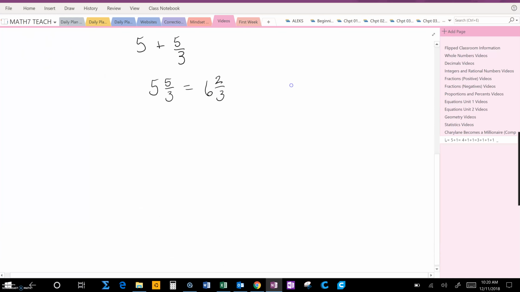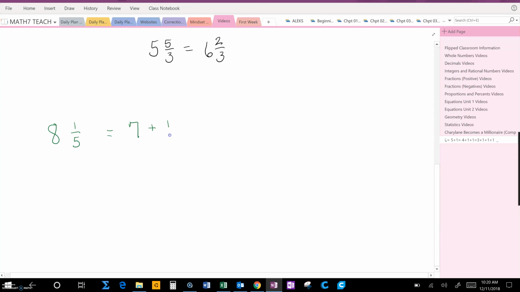So I'd like you to try a problem. Let's say we have 8 and 1/5. I would like for you to rewrite that as 7 plus 1 plus 1/5, and then you're going to fill in the question marks. What could 1 equal to help us regroup here? And then what would we get as our fraction with 7? So pause and see if you can figure out the question marks here.